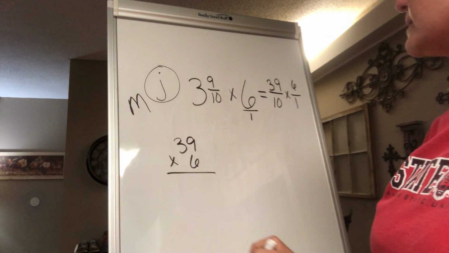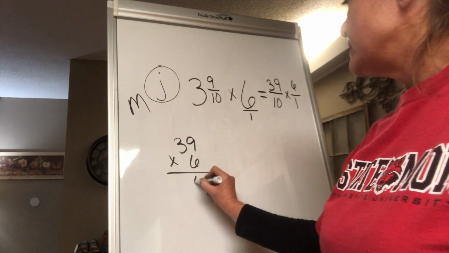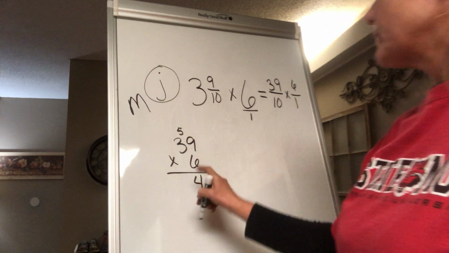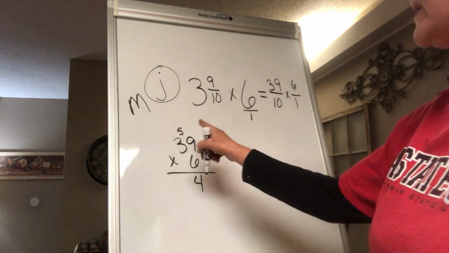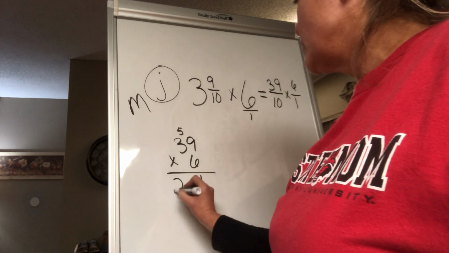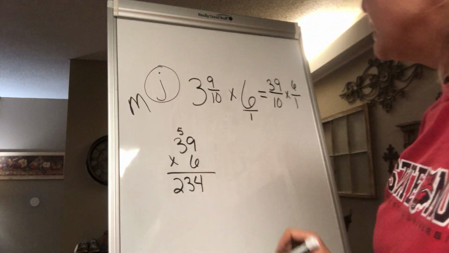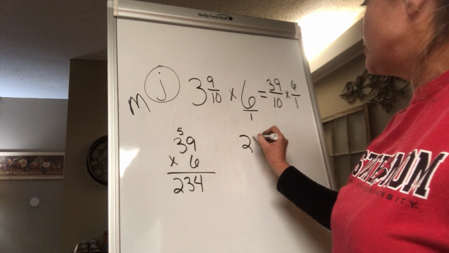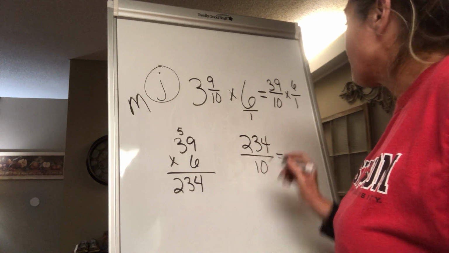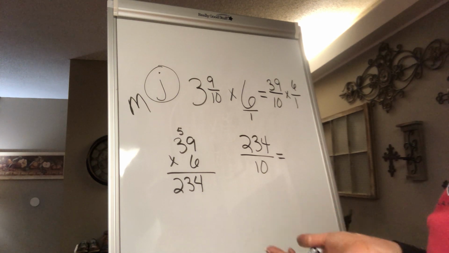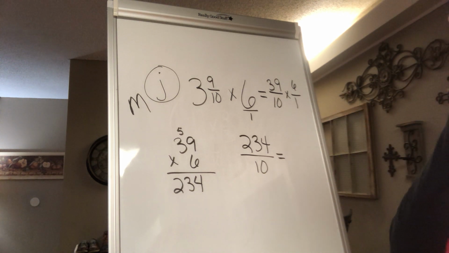39 times 6. 6 times 9 is 54. 6 times 3 is 18, plus 5 is 23. So I now have 234 over 10. All right. Now, it doesn't make a lot of sense for me to tell someone, well, it takes her 234 over 10 minutes to get ready for school every day.